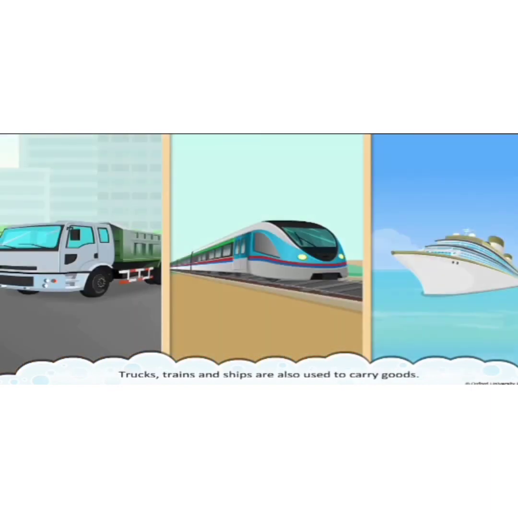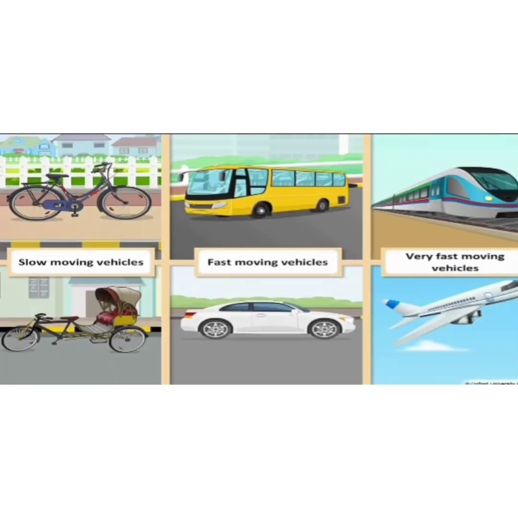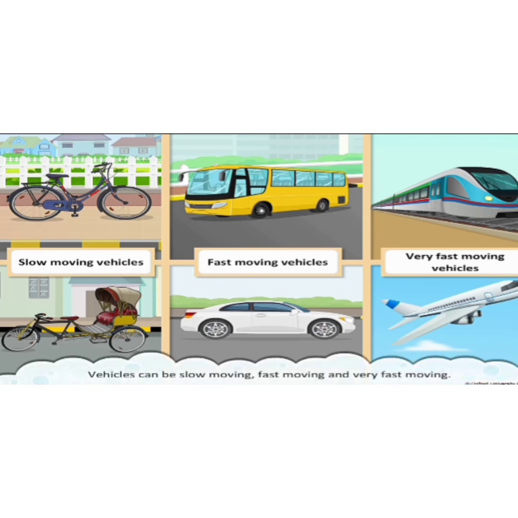Some vehicles, like trucks, trains, and ships, are used to carry goods from one place to another. Vehicles can also be grouped according to the speed at which they move. Three such groups are slow-moving vehicles, fast-moving vehicles, and very fast-moving vehicles.